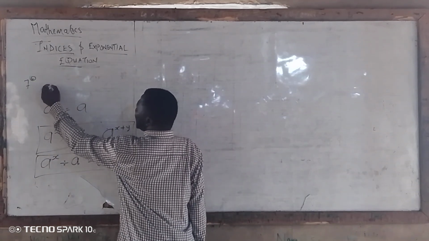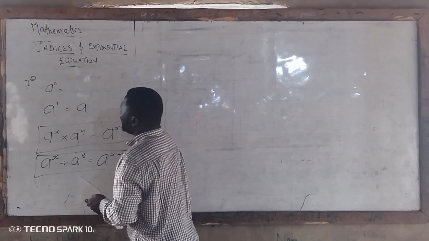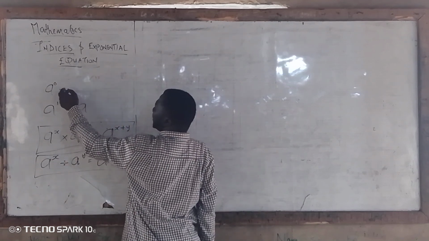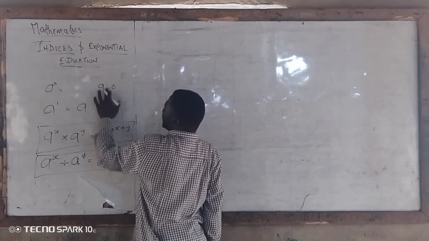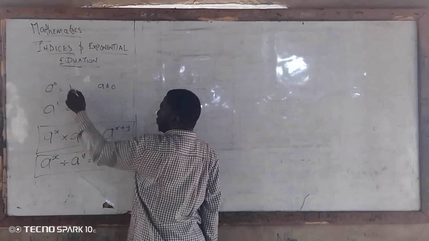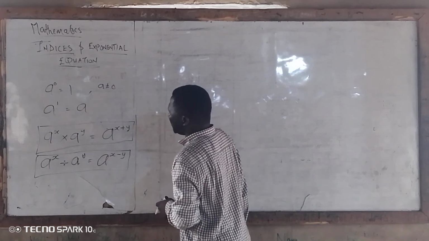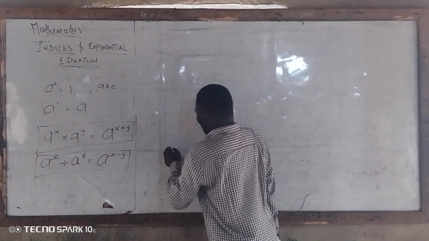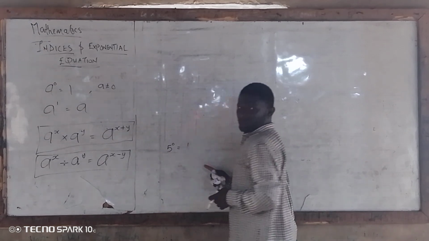Alright, another one is a to the power of 0, which is called the zero power law. This one says that any number that is not 0, that is raised to the power of 0, is always 1. This is what I mean by that. If you have something like 5 raised to the power 0, the answer is just 1.